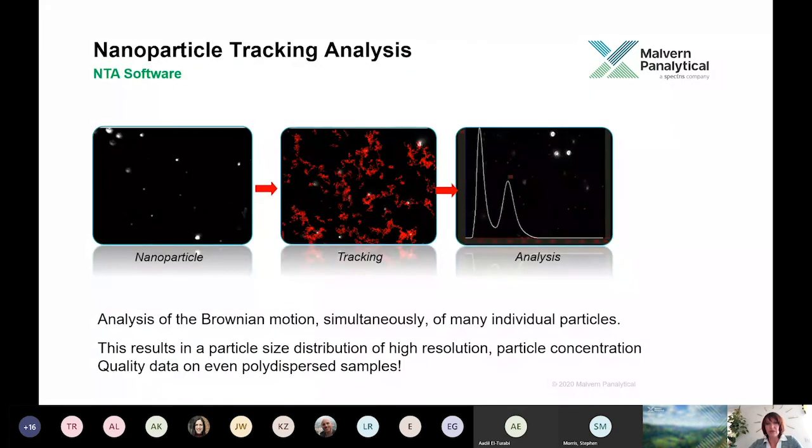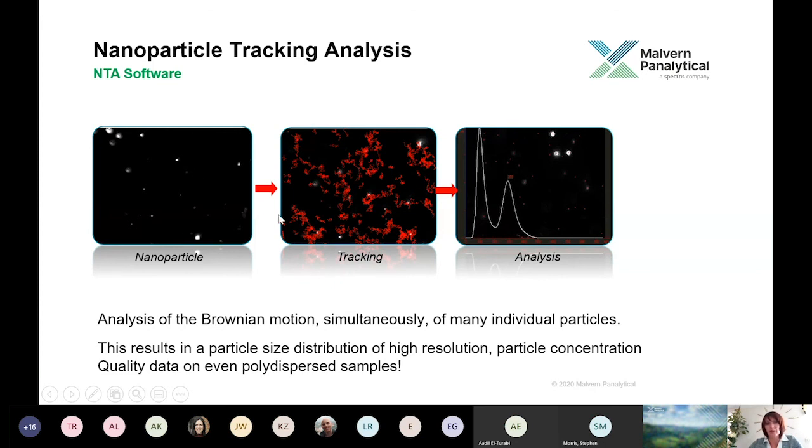So what do we then do with that image? Obviously, we rely on the software. NanoSight gave the beginning to nanoparticle tracking analysis technology, and our software utilizes this approach. The image you've seen previously comes into the software. Then all of the white dots that you see here are assumed to be particles. In the first step, we identify each individual particle.